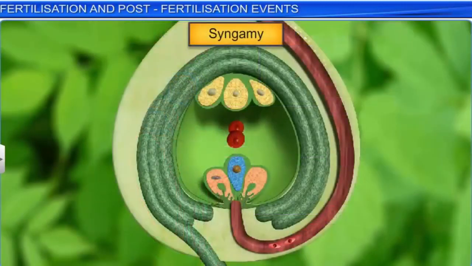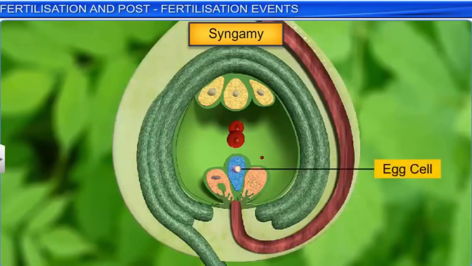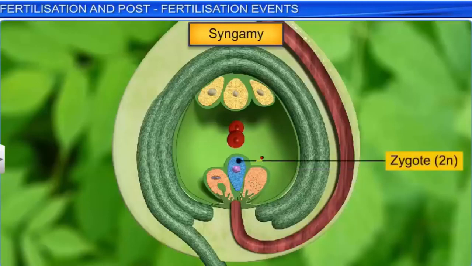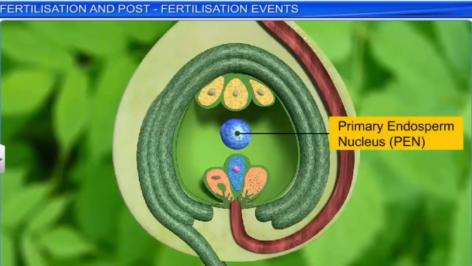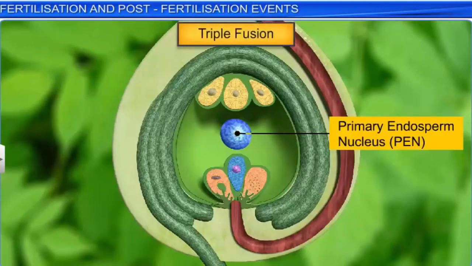Of the 2 male gametes, one enters the egg cell and fuses with its nucleus. This fusion, known as syngamy or first fertilization, results in the formation of a diploid zygote. Meanwhile, the other male gamete moves towards the 2 polar nuclei and fertilizes them to produce a triploid primary endosperm nucleus, or PEN. Incidentally, this fusion is known as triple fusion, as it involves the fusion of 3 haploid nuclei.